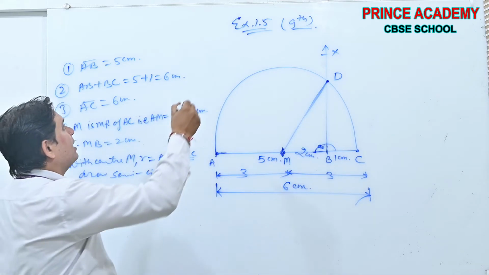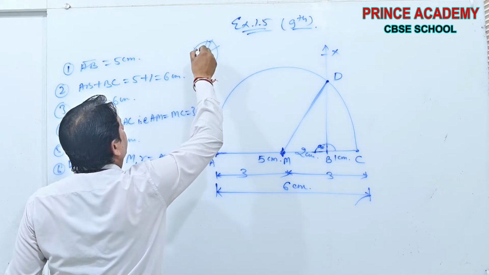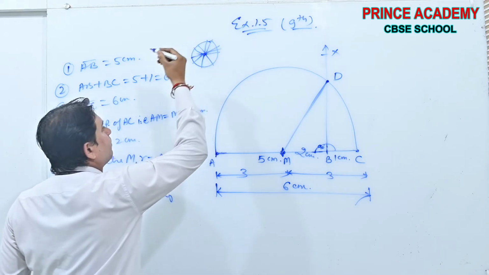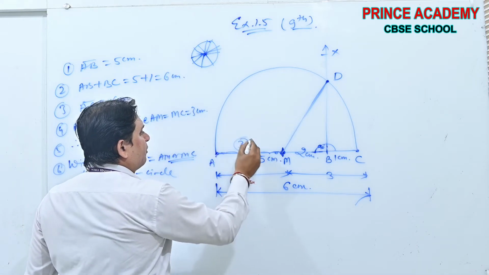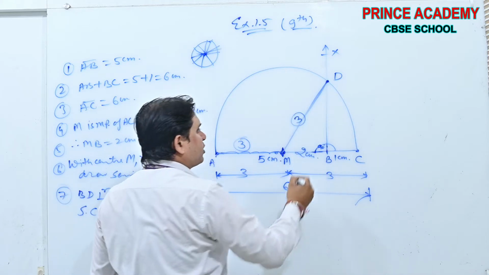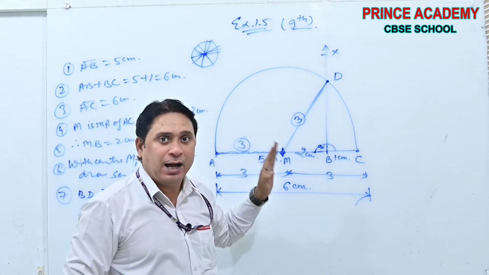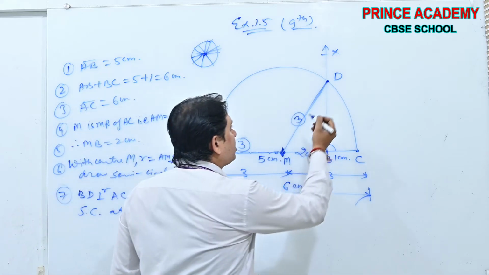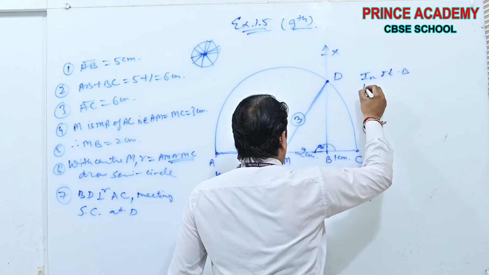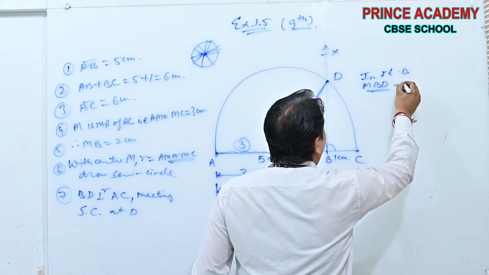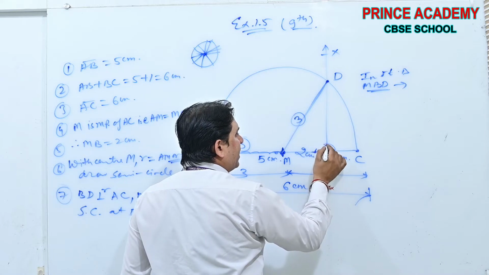Now see, beta, radius is equal everywhere. Yes or no? MA is radius which is 3. Therefore MD is radius which is 3. Yes or no? MD will be radius, right? Now see, in right angle triangle MBD, MBD is a right angle triangle. We made a 90 degree angle here.